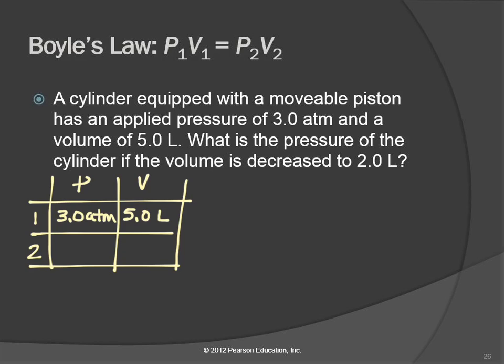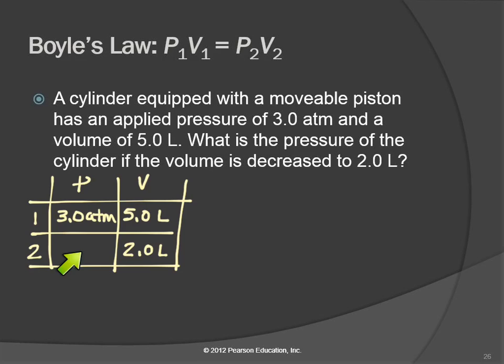If the volume is decreased to 2 liters. So something is changing now. It was at 3 atmospheres and 5 liters, and now it's going to change. So that was condition 1, and now this is condition 2, 2 liters.